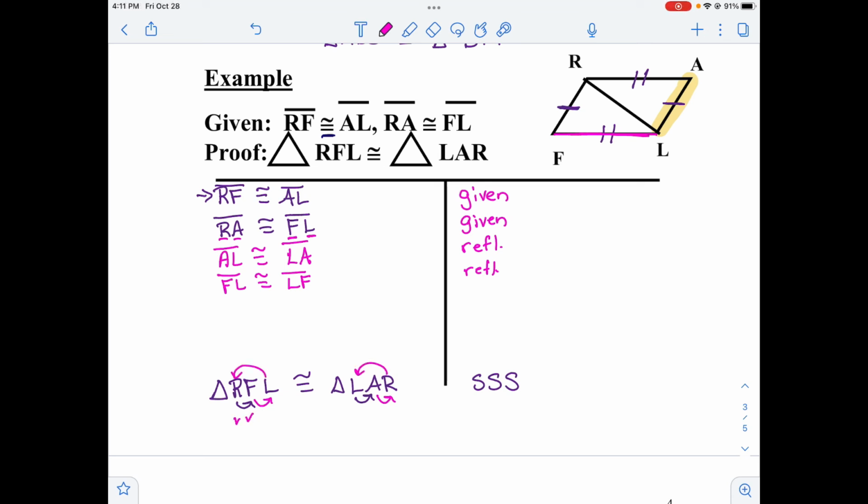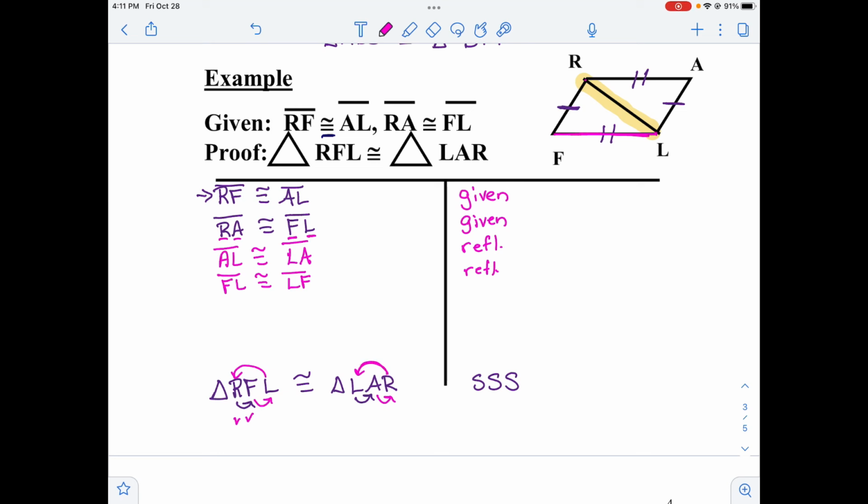So we've got these two that we can use reflexive, but we also, remember, we're doing side, side, side. Well, we have another side that we haven't accounted for, and that's the RL here. So we think about the middle of this piece right here, and we haven't accounted for that. So we need to think about that. We don't have it written anywhere in our given statements, no RL or LR, but down here we have an LR, and we also have the RL.